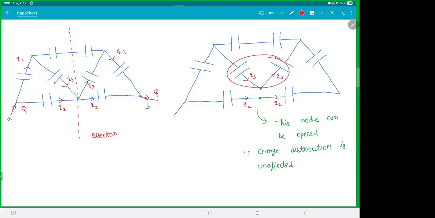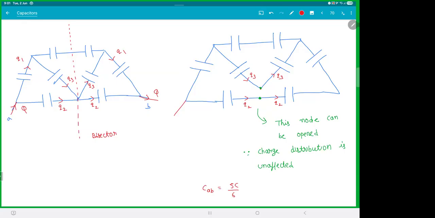These two are in series, these two are in series, these two are in parallel. How much is that? C by 2, C by 2, C. This one and this one are in series, C by 3, C by 3, and C by 2. The C_AB will be 5C by 6. Are you clear with this? If you remove that node, the circuit simply becomes series and parallel.